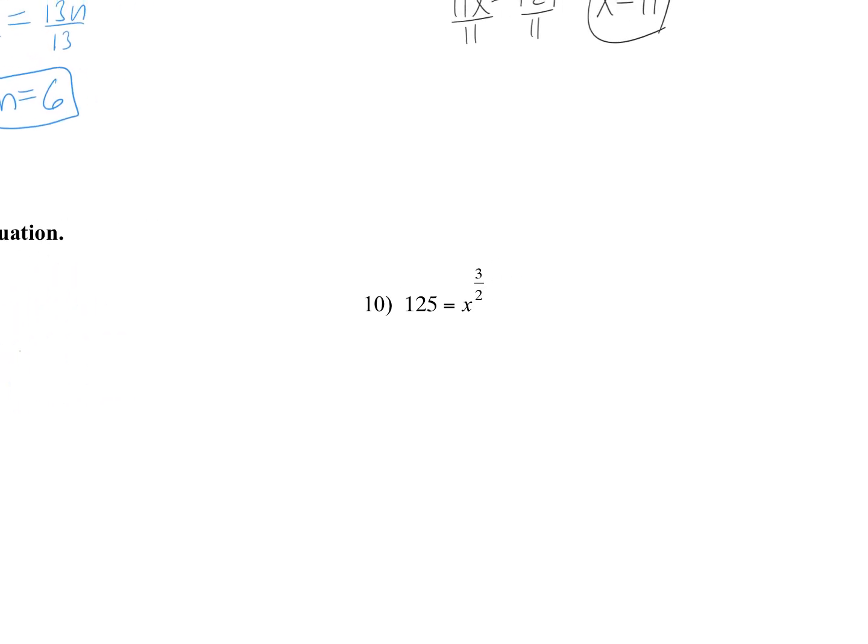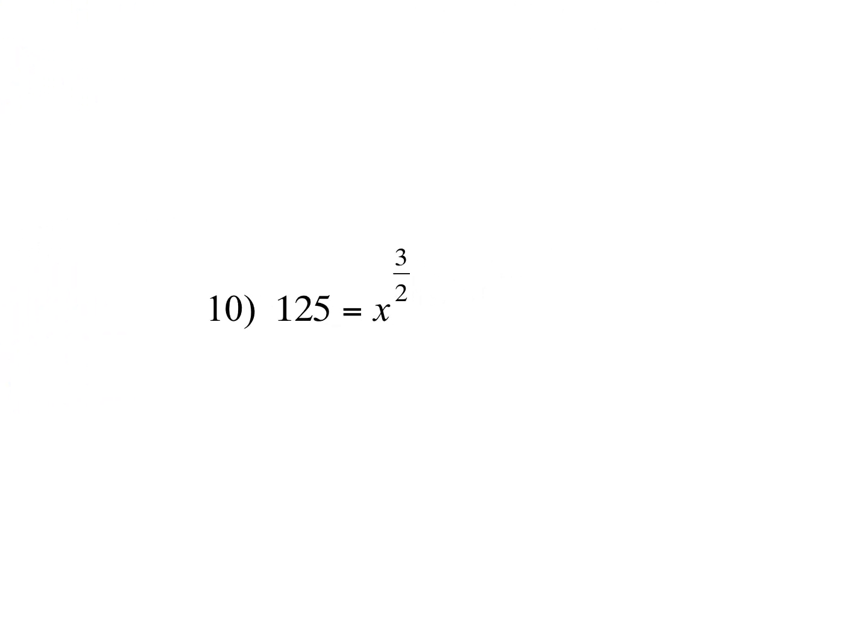Now you can do the same thing over here. Again, that number in the bottom, that 2, means it's going to be a square root. So I'm going to put that 2 up front, and this is going to be 125 equals the square root of x to the third power. And that 3 on top means it's an exponent of 3. So now I'm going to get rid of each part of it. I want to first get rid of the exponent, and then we can get rid of the radical.